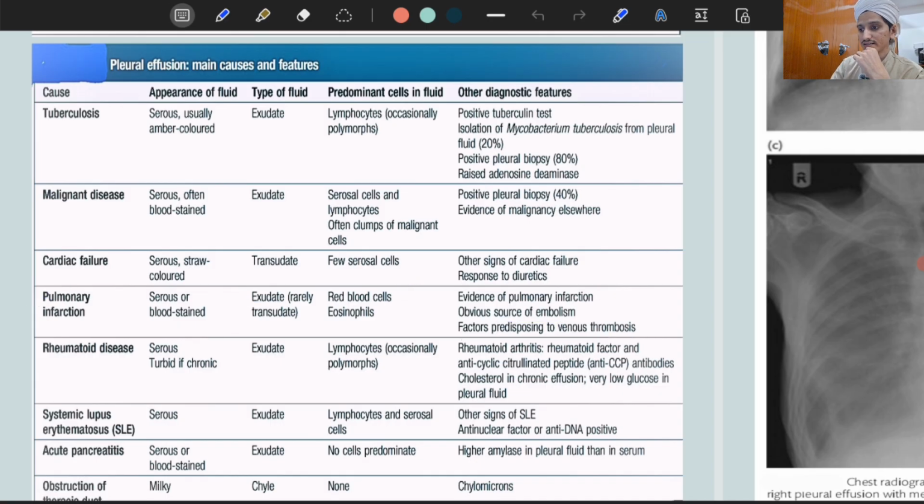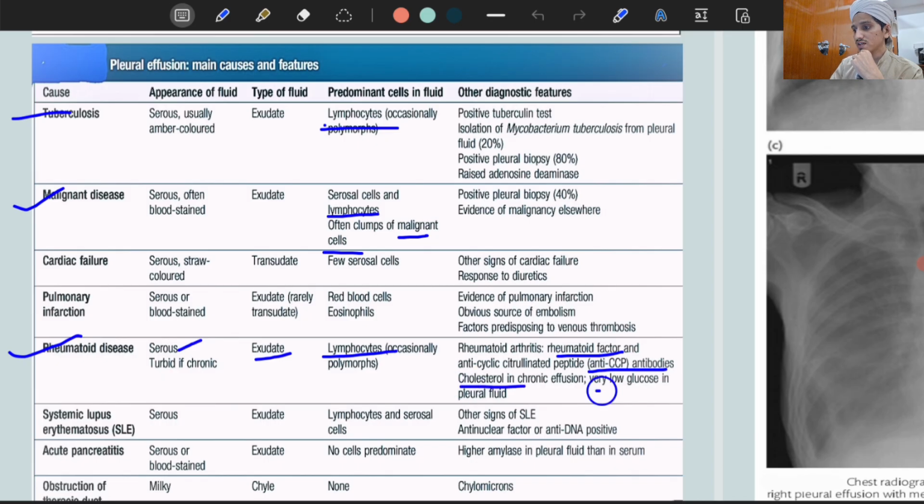Next, rheumatoid disease, it is serous and exudative. Lymphocytes are predominant. In tuberculosis also you have lymphocytes. Okay, in malignancy also you have lymphocytes and malignant cells. Okay, remember this. In rheumatoid arthritis, anti-CCP antibodies and rheumatoid factor will be present, and in any chronic effusion there will be deposition of cholesterol. So there can be cholesterol in chronic effusion, and there will be very low glucose in pleural fluid, less than 60 milligram percentage. Remember this one.